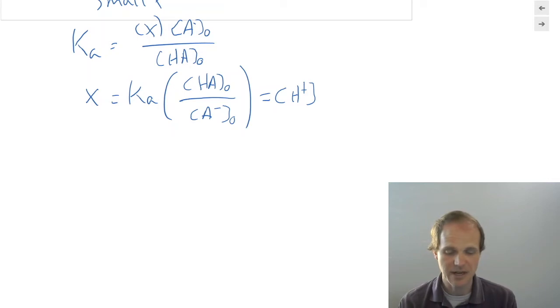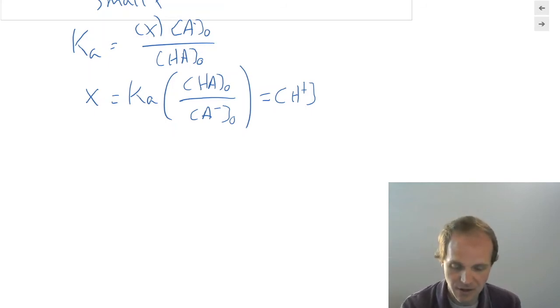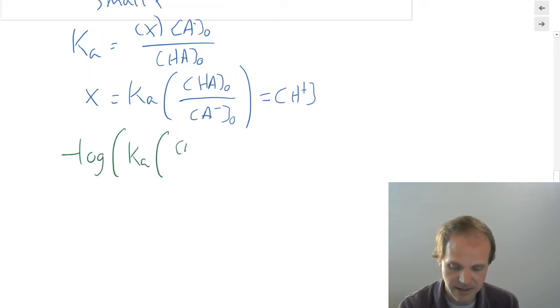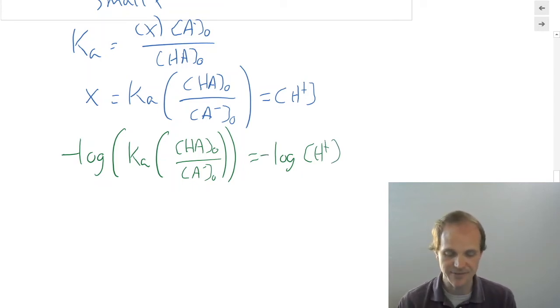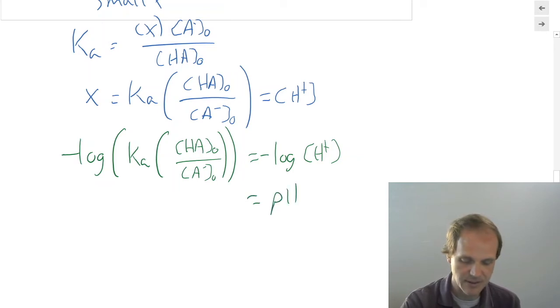But oftentimes what we care about is not the H+ concentration, but specifically we just want to know the pH. So we're going to take the negative log of both sides. We get negative log of Ka times [HA]naught over [A-]naught is equal to the log of H plus. And let's go ahead and take the negative log of both sides, which I did on the left but forgot to do on the right. Negative log of that, right? Because that's just going to be equal to pH.